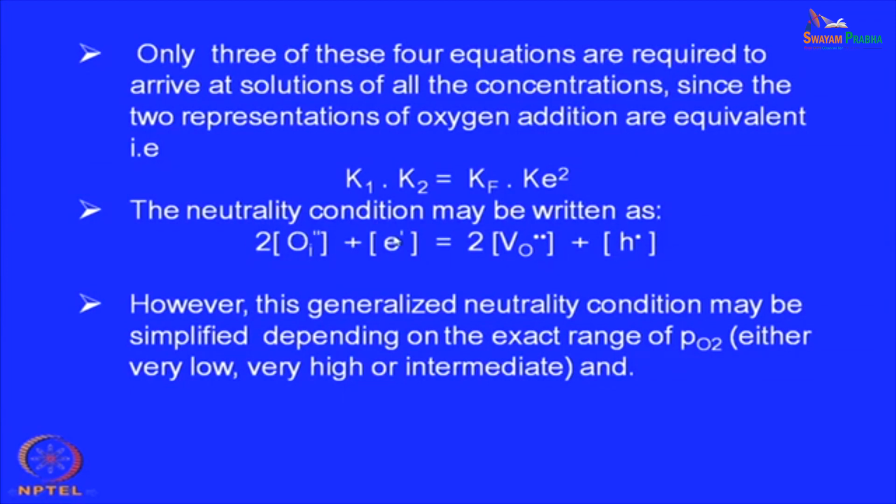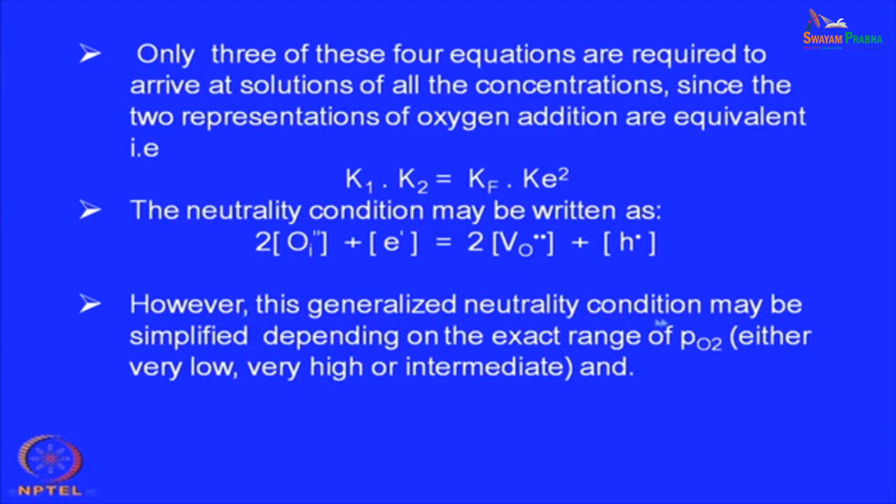and the neutrality conditions may be written as these are negative terms or the negative charges, oxygen interstitial as well as electrons are negative charges. Oxygen interstitial has 2 charges and this is a 1 charge, and this is also positive charge. So, positive charge is on the one side and negative charge on the other side, that will be the neutrality condition. So, this must be maintained all the time, okay, because material is electrically neutral. So, this must be maintained.